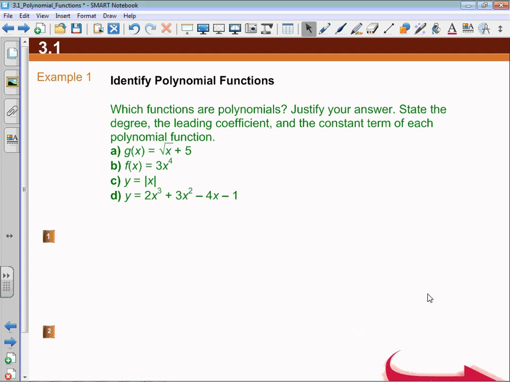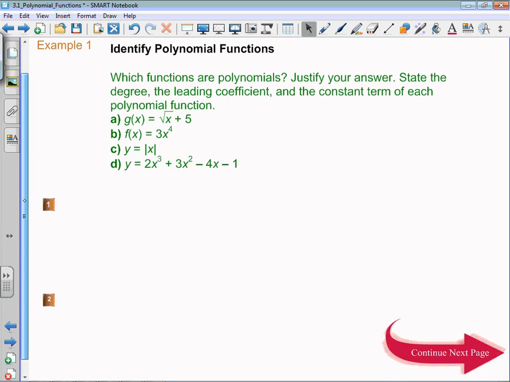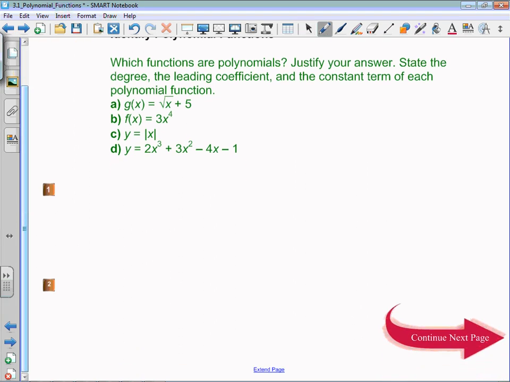In 3.1 example 1, they just want us to be able to first identify polynomials and then talk about a few characteristics of that equation. So I'm actually just going to identify the ones that aren't polynomials right out of the way. A is not polynomial.